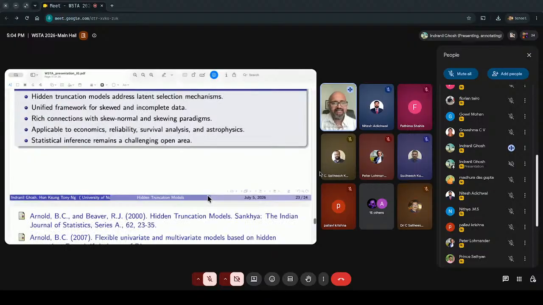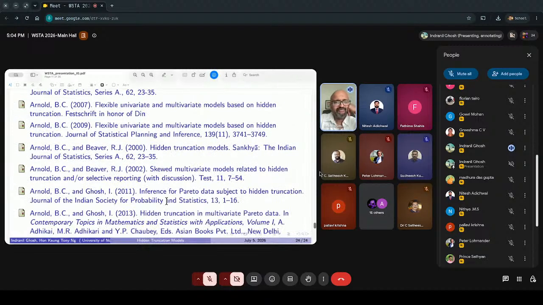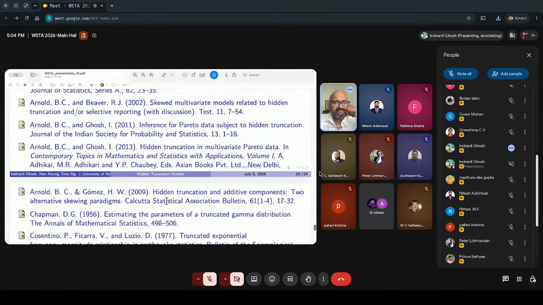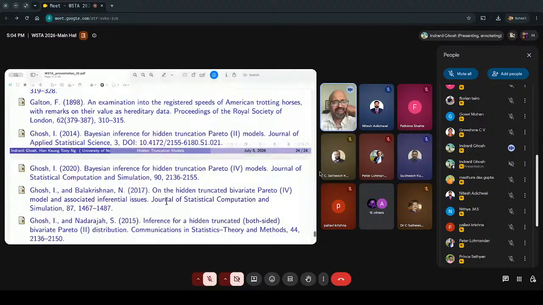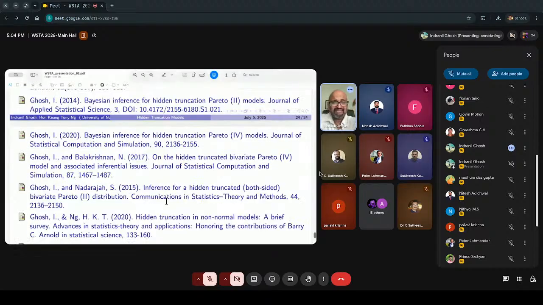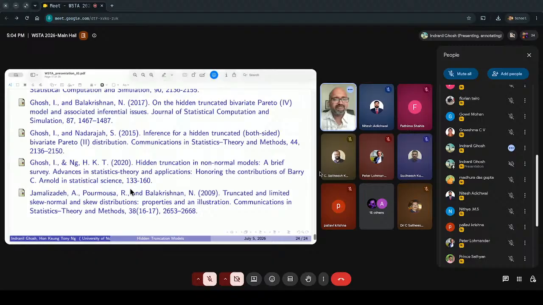Okay, and these are my references, and I was referring multiple times to the 2009 paper. We did some of this work on Pareto data and multivariate. Then I did some work on Bayesian aspects and associated issues, to some extent. And this is the paper as a book chapter that I'm referring to. So with that, I'll stop here. Thank you for your attention to this talk.